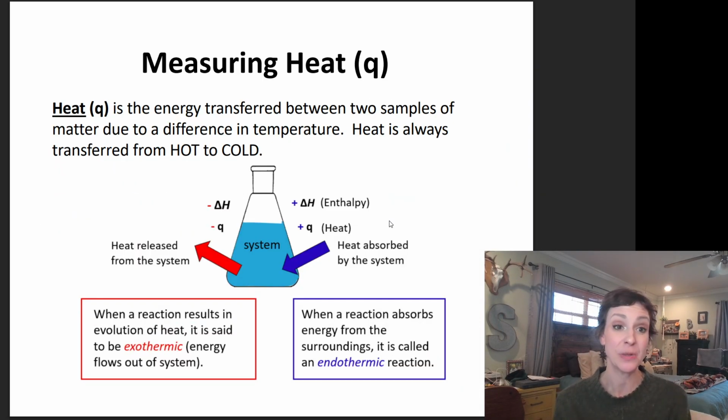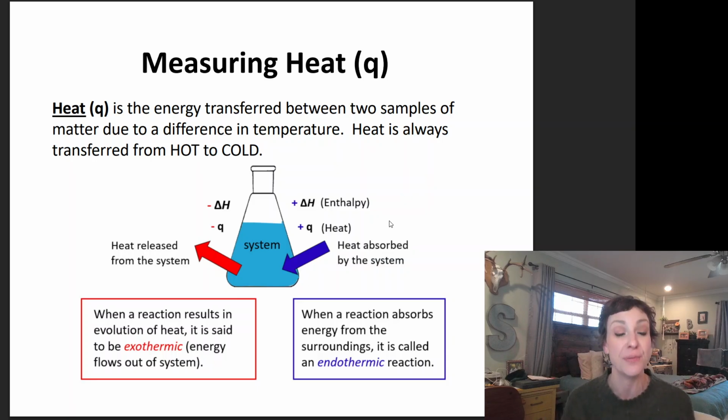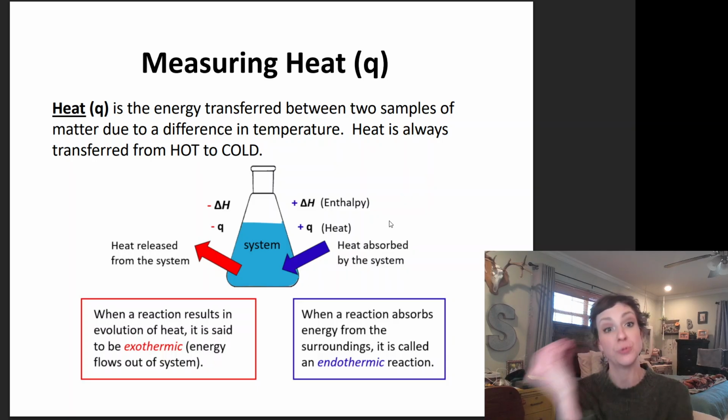So what is heat? We've seen this term before. We use the symbol Q in chemistry to represent heat. Heat is energy transferred between two samples of matter due to a difference in temperature. And heat is always transferred from hot to cold. We talked about in our intro lesson to energy that heat and temperature are not the same thing. Temperature is just a measure of the average kinetic energy of the particles in a sample of matter. But heat is the energy that's actually transferred between two samples of matter due to a difference in temperature. Yes, always transferring from hot to cold.